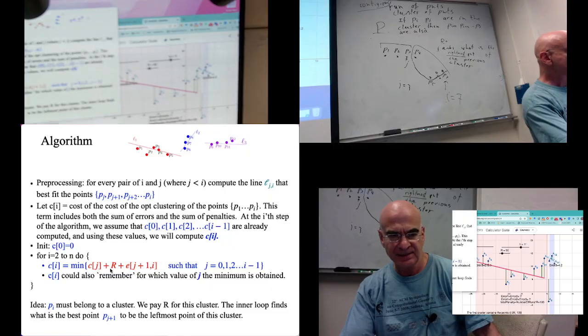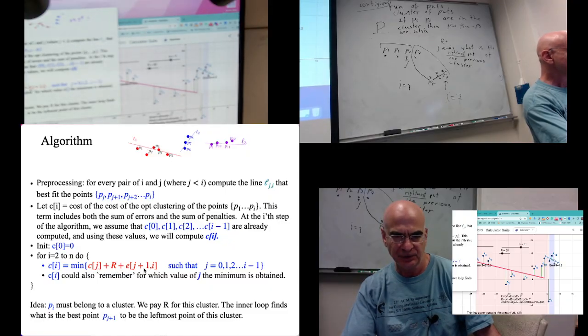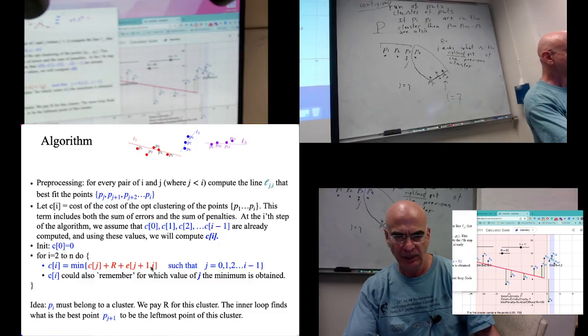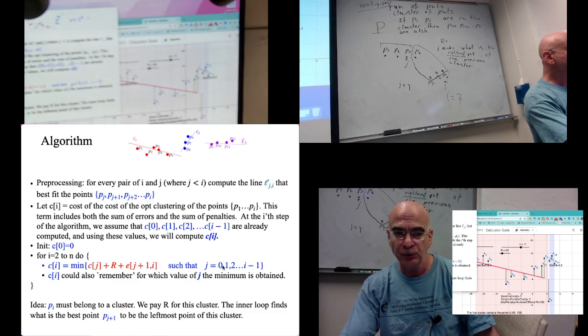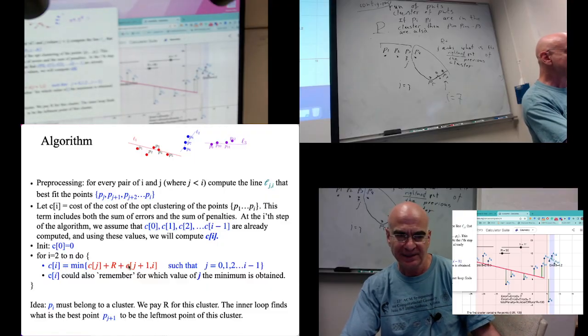So what I need to pay is everything up to the jth point, which is stored at Cj, plus what I'm paying for the new cluster, which is R, plus the sum of the vertical errors between the best line and the points from j plus 1 all the way to i. j plus 1 to i are everything in the new cluster. Which value of j should I pick? The one that gives me the best bang for the buck, the one that minimizes this cost for this choice of j.